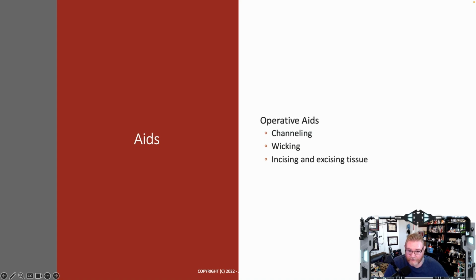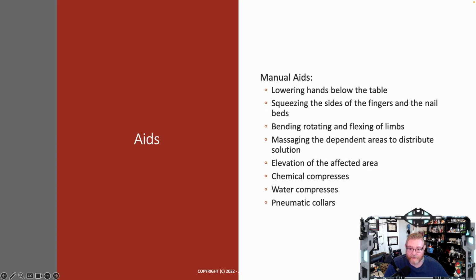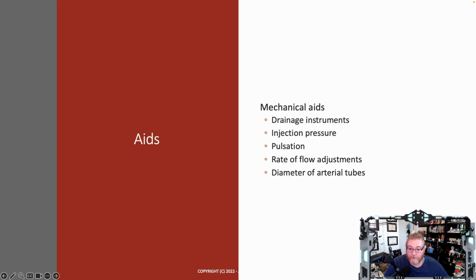Now, it is important to note that when you are looking at any one of these aids, this is the list of what those are. So lowering hands would be an example of a manual aid, and if you were to be asked a question about manual aids, this is the list of items that you would be asked about.